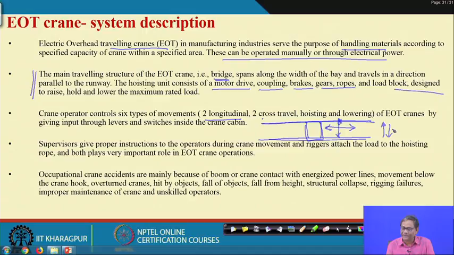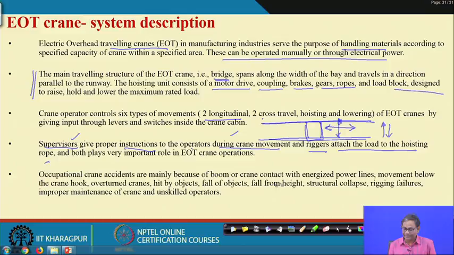So, six types of movement are involved in an EOT crane, and the crane operator controls all movement. There will be supervisors who provide instruction during crane operation movement. There will be riggers who attach the load to the hoisting rope, and both the supervisor and the riggers play an important role along with the operator, from the production or material transfer point of view as well as from the safety point of view. As we are interested here in safety engineering, if you study crane accidents, you will find that there are various causes which cause crane accidents to happen.